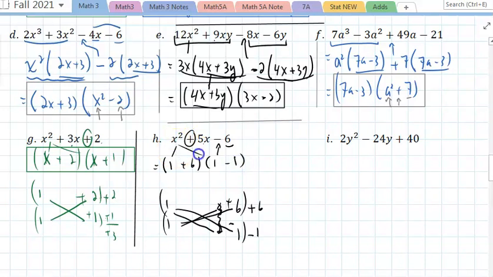The first has a variable. I split that in the first. The last doesn't have a variable. I'm done.